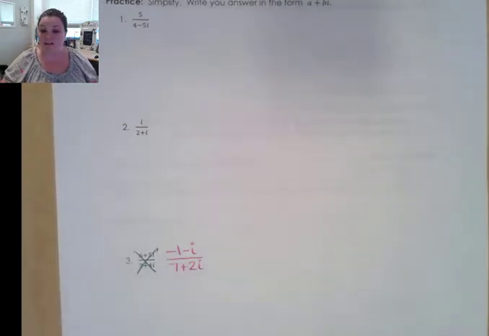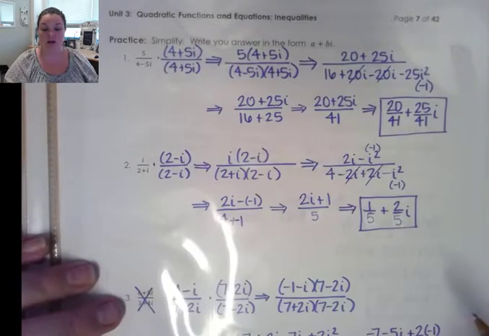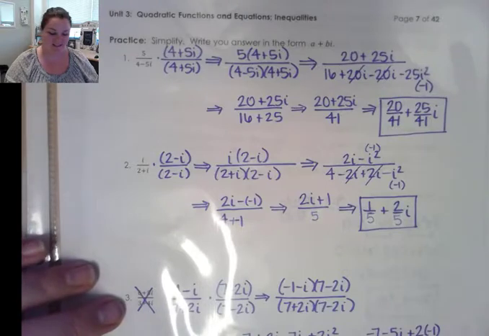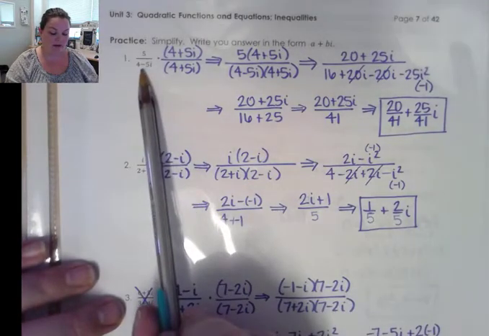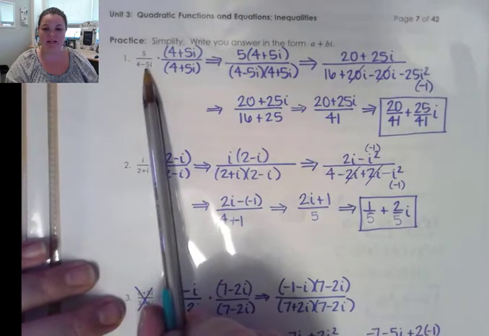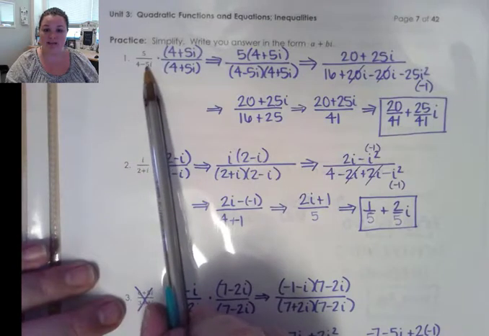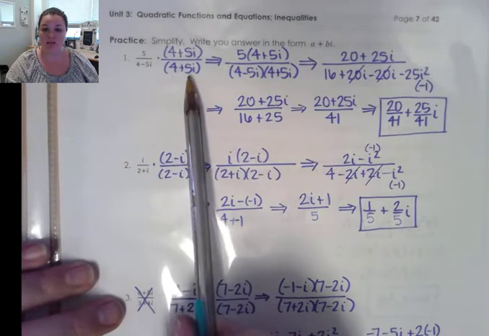All right, pause the video, work those out. When you're ready, hit play, and we'll go over them. All right, let's see how you did. So on the first one, we're getting rid of the i's in the denominator, so we need the conjugate of 4 minus 5i, which would be 4 plus 5i.